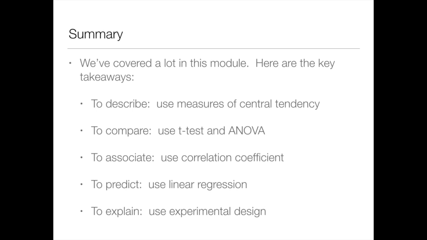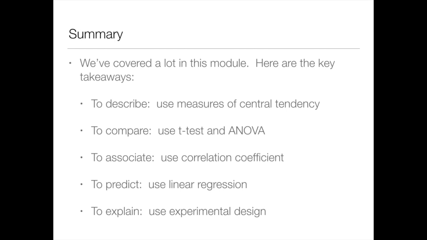So, in sum, I've covered a lot in this module. Here are your key takeaways. In order to describe things, you use measures of central tendency, mean, median, mode, standard deviation, frequencies. To compare groups, you would use a t-test for two groups. You would use ANOVA for more than two groups. To associate variables to each other, you use correlation coefficient. To predict something, to predict an outcome, you use what's called linear regression or multiple regression. And finally, to explain things, you use an experimental design.